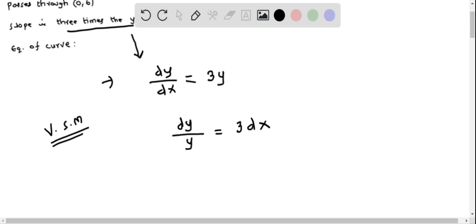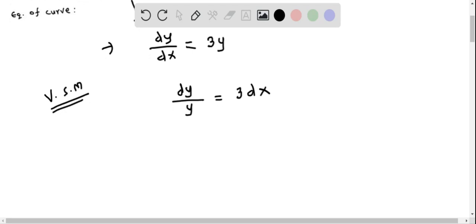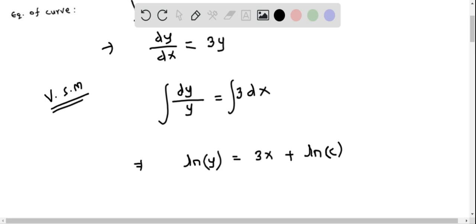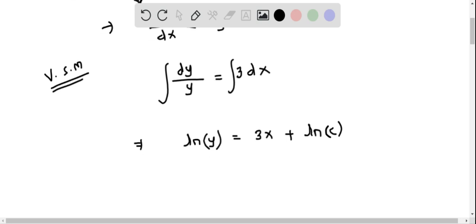Now we integrate both sides so that we can solve for y. So I put this integration symbol. Integration of 1 by y dy is natural logarithm of y, and this equals integration of 3 dx is 3x. 3 is a constant and integration of dx is x. So we will have 3x plus the integration constant, let me write this as natural logarithm of c. So this is the equation that we get.